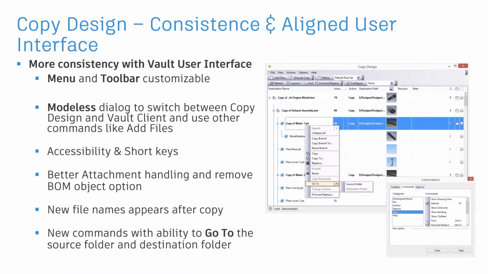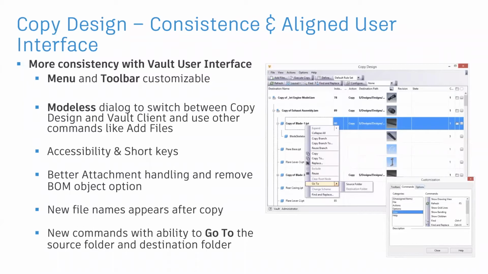You can do that by right-clicking on any file and selecting Go To Source Folder, which will take you to the Vault client and directly to the file you have selected in the copy design dialog. That's what we're showing you with the image on the right side. There's also an ability to go to the destination folder. After the copy design operation is complete and the copied files are inside Vault, you can right-click on the file, select Go to Destination Folder, and it will take you to the newly copied file inside the Vault client.